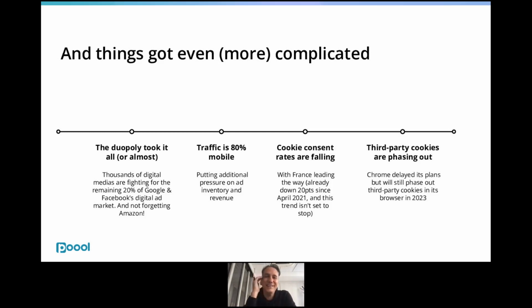And last but not least, of course, third-party cookies are phasing out. I think most of you have been pretty happy about this being postponed. But at the end of the day, we still need to think about being able to operate without third-party cookies and think about different identifiers to target and retarget.